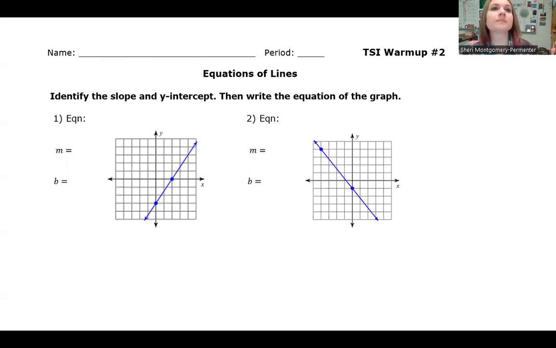On the warm-up, for both of these, you had to identify the slope and the y-intercept. And once you did that, you can write the equation of the line.